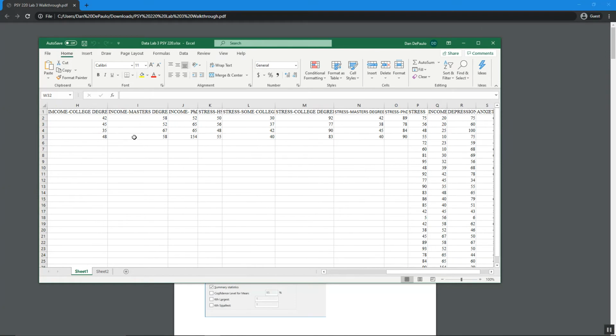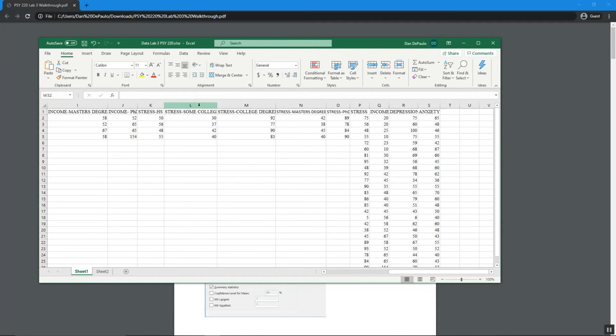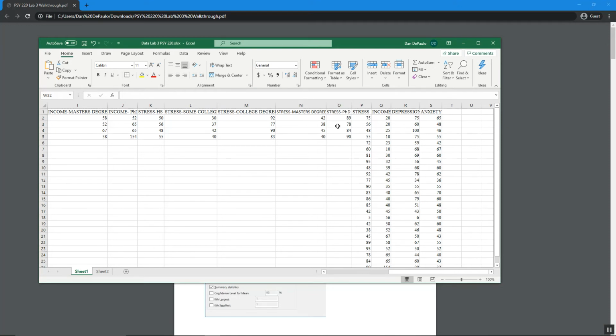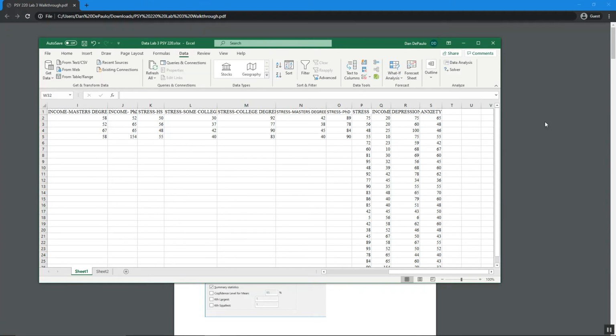So here are the variables I'm looking at. It says stress high school, stress some college, stress college degree, stress master, stress PhD, right? So these are the 5 columns I'm going to be using. So let's run descriptive stats first. We go into our data tab, and we go back to data analysis again.